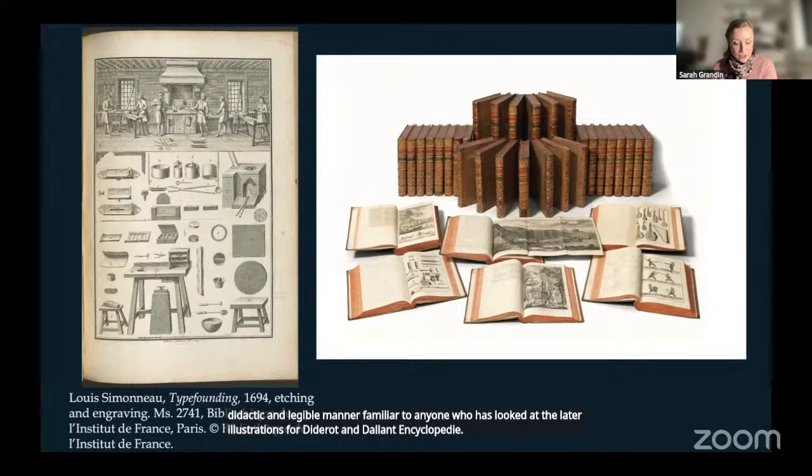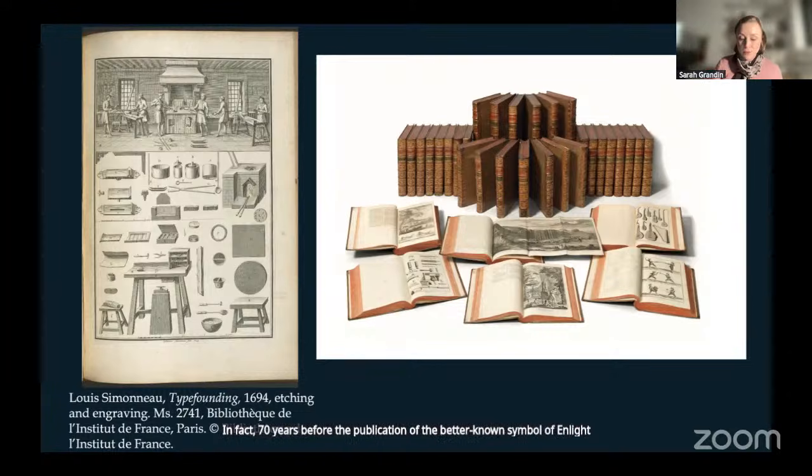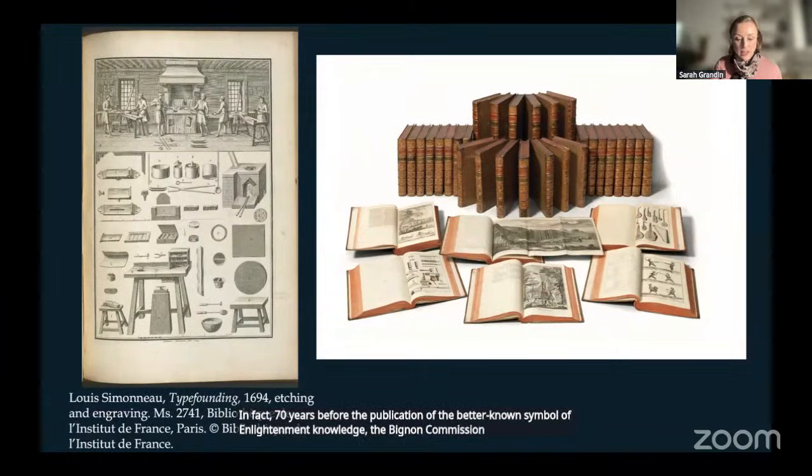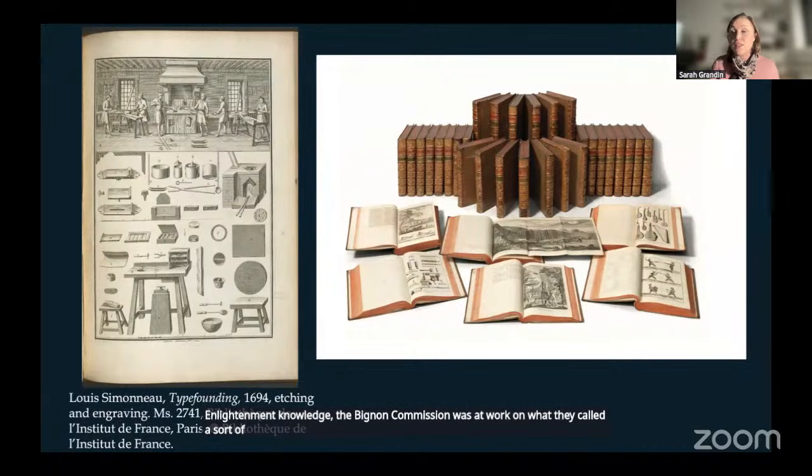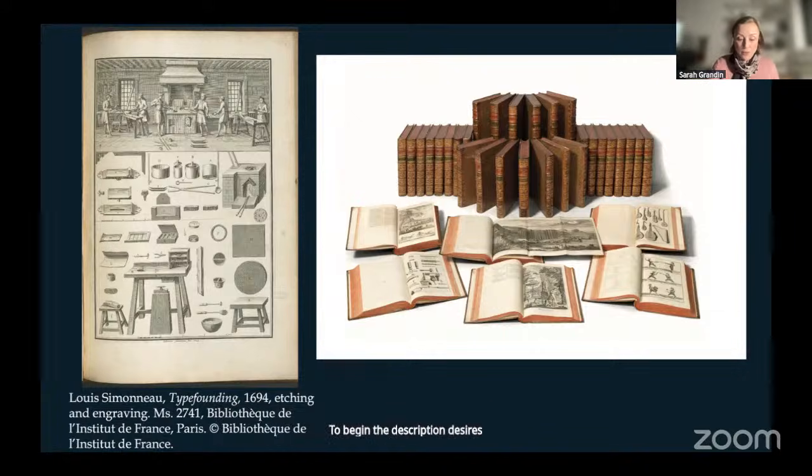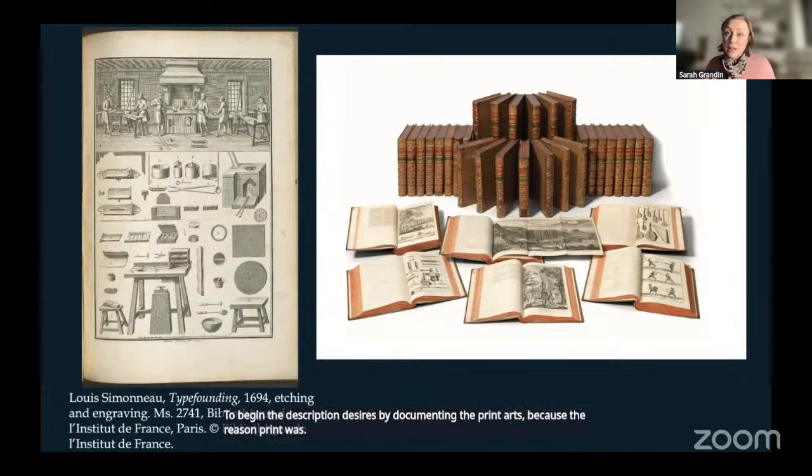In fact, 70 years before the publication of the better-known symbol of Enlightenment knowledge, the Bignon Commission was at work on what they called a sort of encyclopedia. So they used the term encyclopedia to describe their own endeavor. They began the Description des Arts by documenting the print arts because they reasoned print was, and I quote, the art that conserved all others.